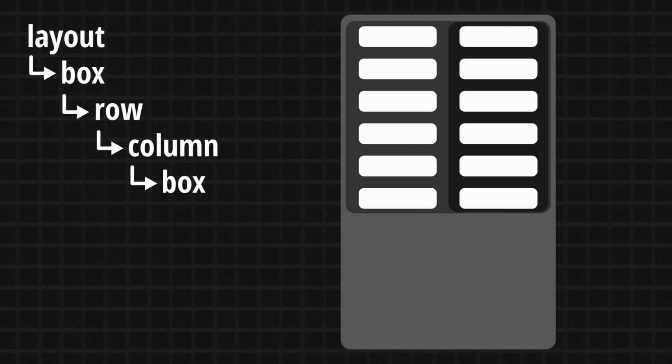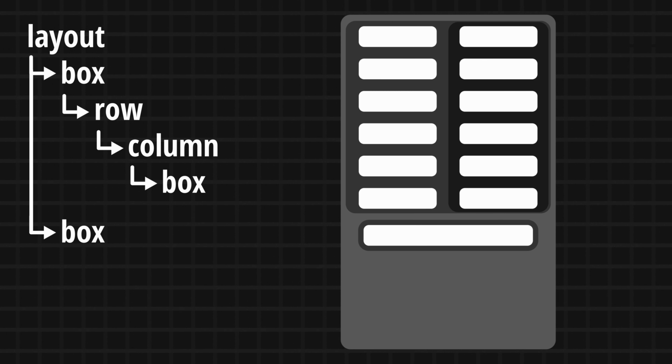We don't need to nest. We can also put components next to each other. I add another item beneath the first box, which I nest inside a box. It will be inside a box beneath the other one.